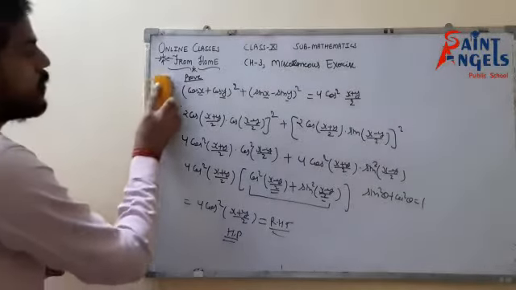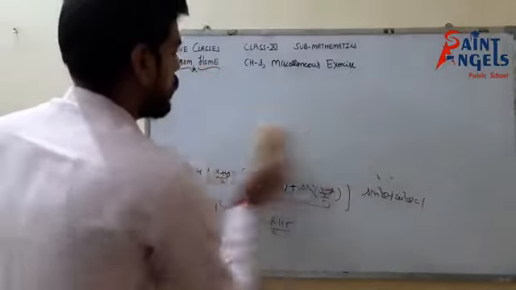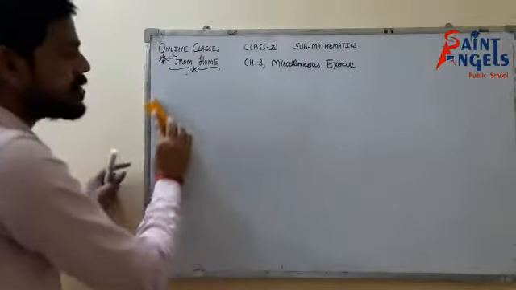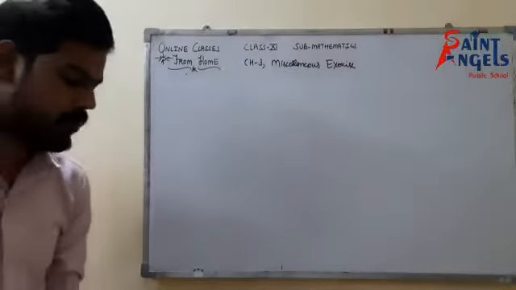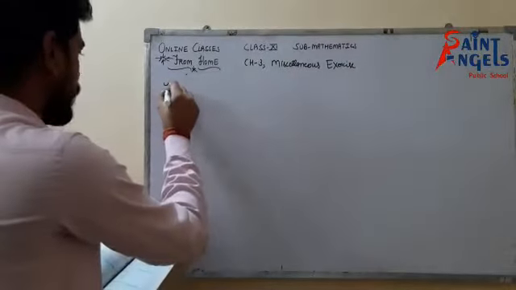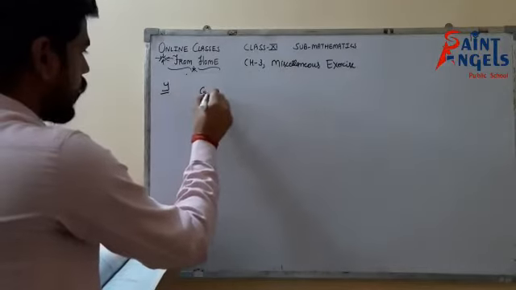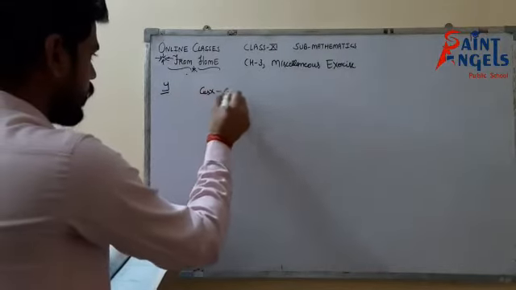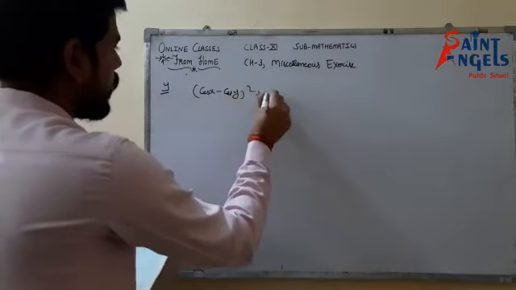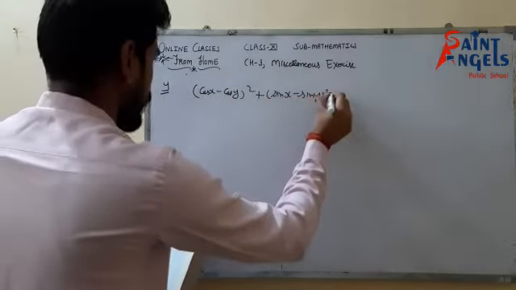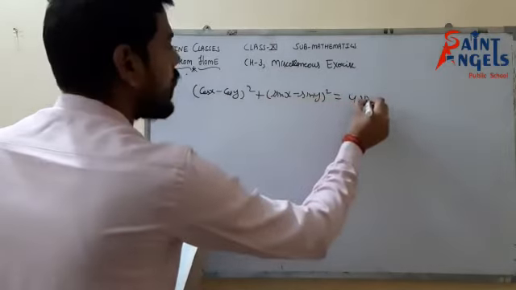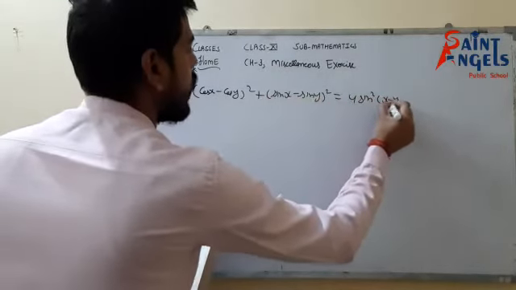Now look at question number 4. All questions are very similar to each other. You just need to put the formulas and you'll get your answer. Question number 4 says that (cos x minus cos y) whole square plus (sin x minus sin y) whole square equals 4 sin square (x minus y) upon 2.